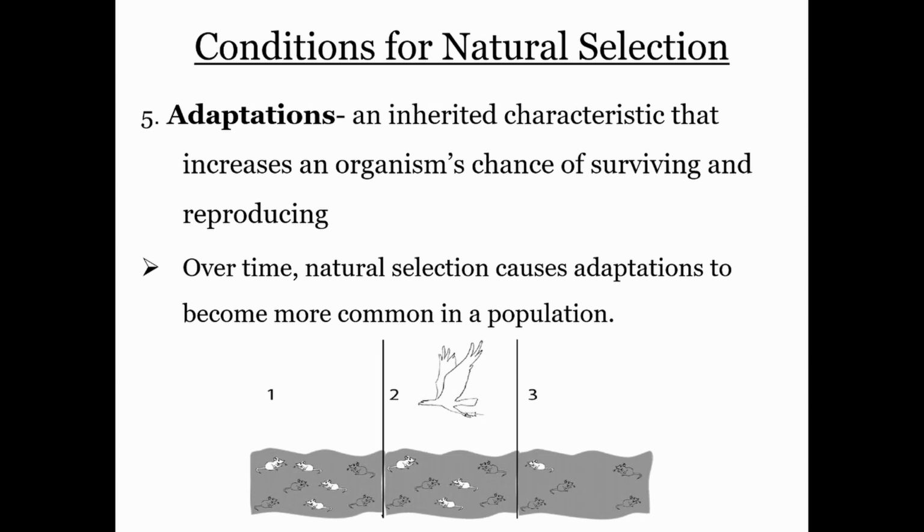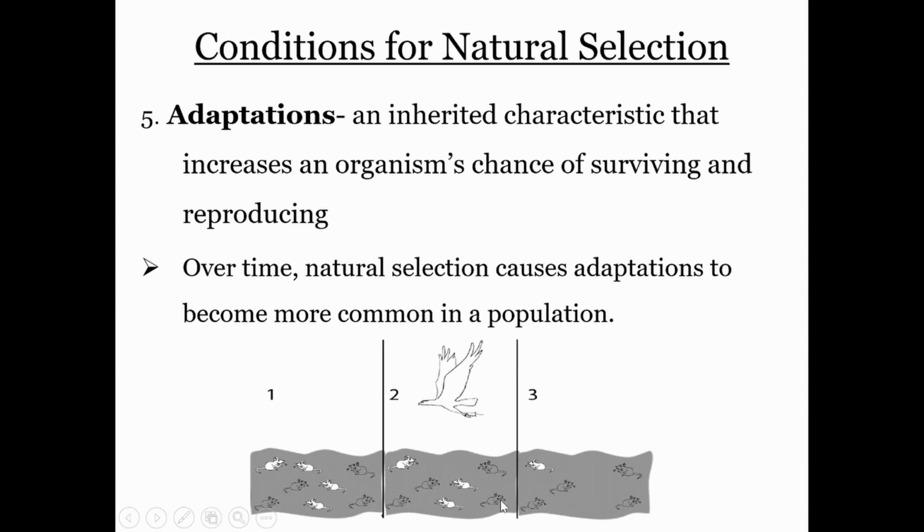Some other things to look at when we look at natural selection is adaptation. Now, adaptations are those characteristics that are inherited, that's an important note that they're inherited, that increase an organism's chance at surviving and reproducing. So this goes along with what we were talking about when we looked at competition, that those with adaptations better suited for the current conditions will be more fit and will have more offspring. And over time, natural selection will cause those adaptations to become more common in a population.